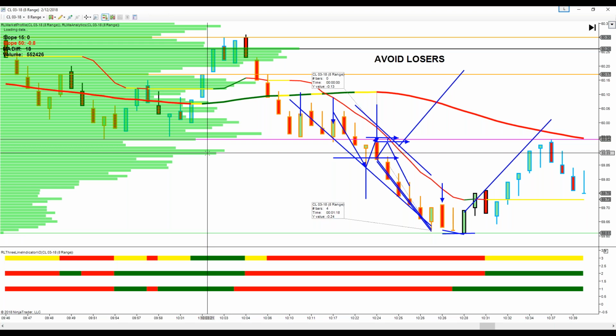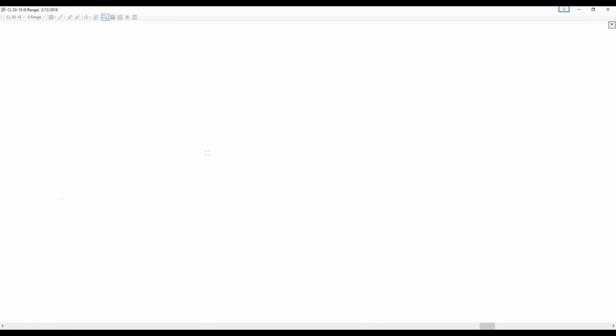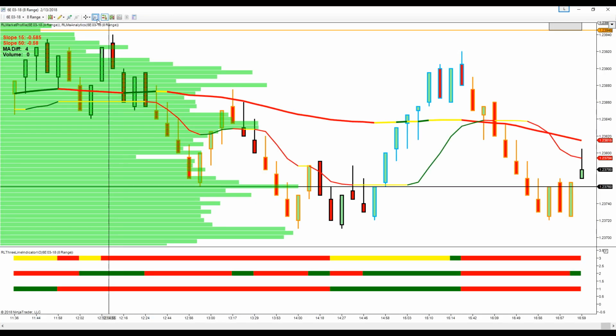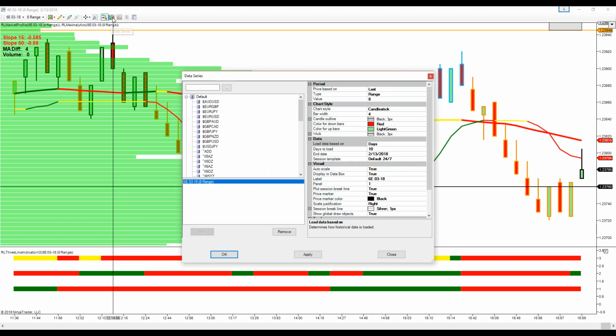Now, in the live trading room, I watch crude and the E-mini, and I just don't have the ability to watch more markets than that. And every now and then, I missed an entry this morning on crude. That was really just a terrific entry, but I was watching the E-mini. Now, we trade the currencies on a 5 range.